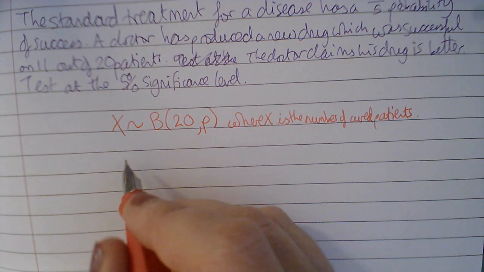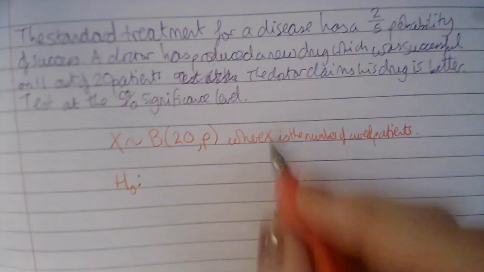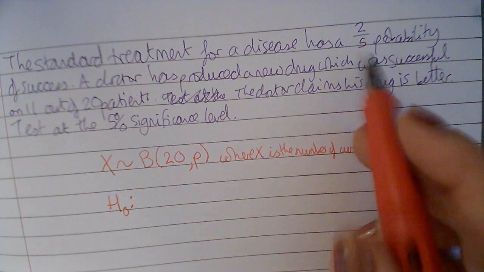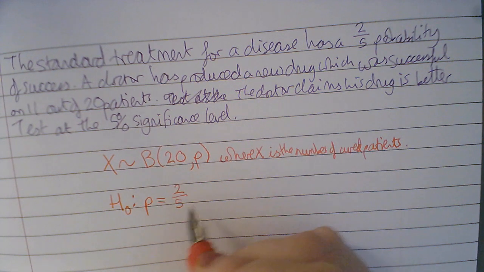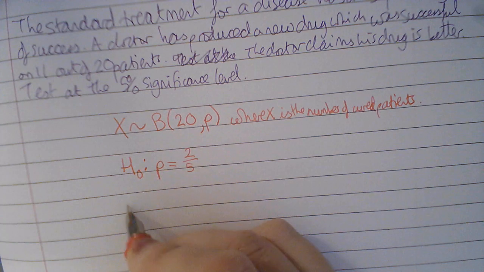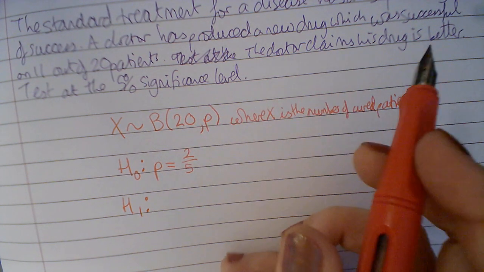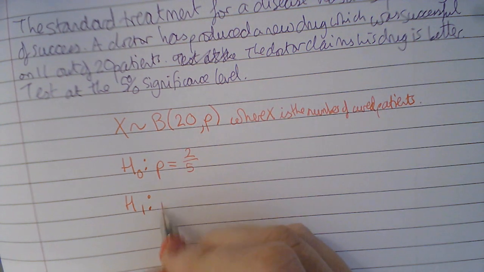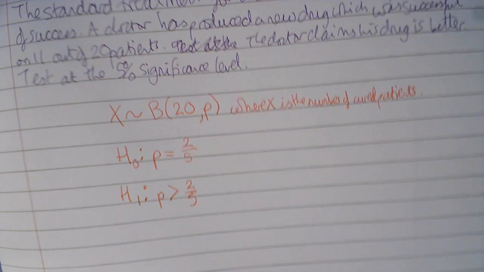So then I will say H null. My base hypothesis is the probability I'm given in the question, which in this case is 2 over 5. So p equals 2 over 5. You can just convert that to 0.4 if you want, but equally calculators can handle fractions. H1, my alternate hypothesis: the doctor claims his drug is better, so we're saying that under this drug it is an improvement, so p greater than 2 over 5.